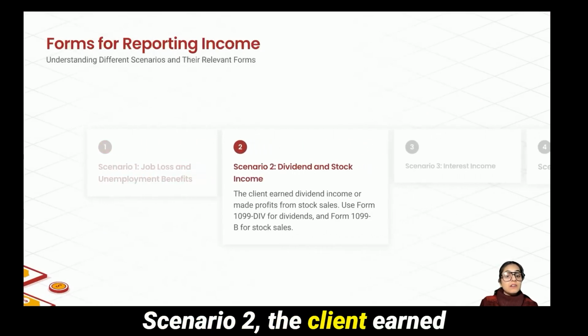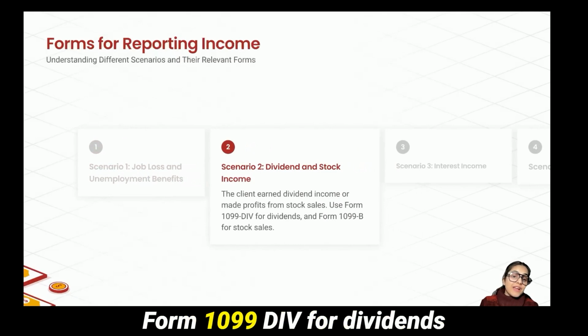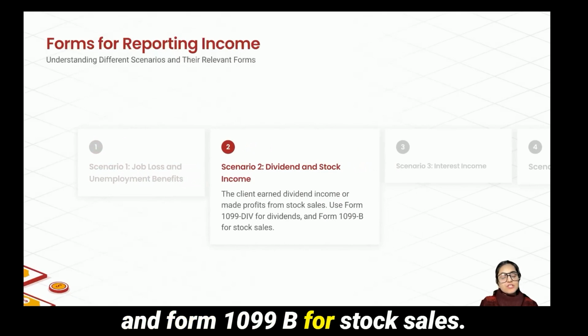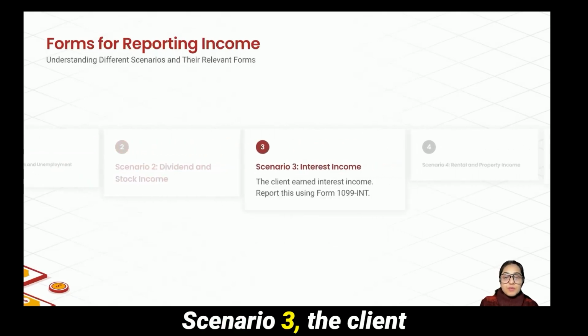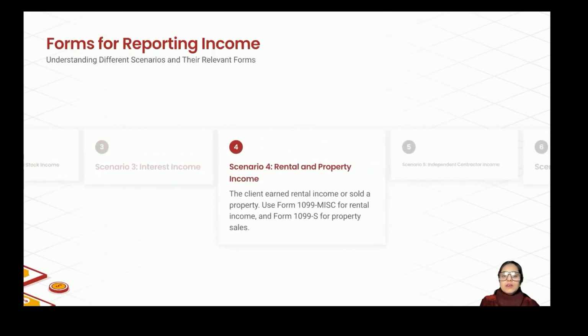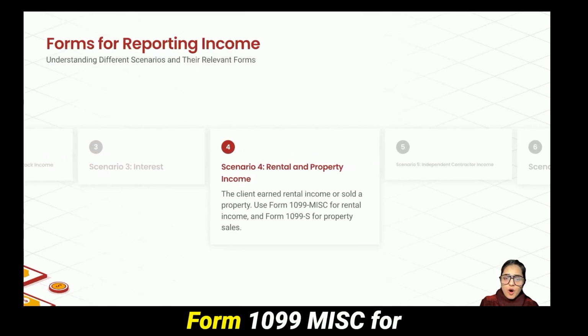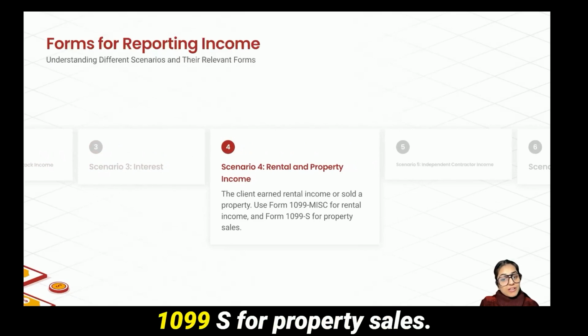Scenario 2, the client earned dividend income or made profits from stock sales. Form 1099 DIV for dividends and Form 1099B for stock sales. Scenario 3, the client earned interest income. Form 1099 INT is used for interest income. Scenario 4, the client earned rental income or sold a property. Form 1099 MISC for rental income and Form 1099S for property sales.